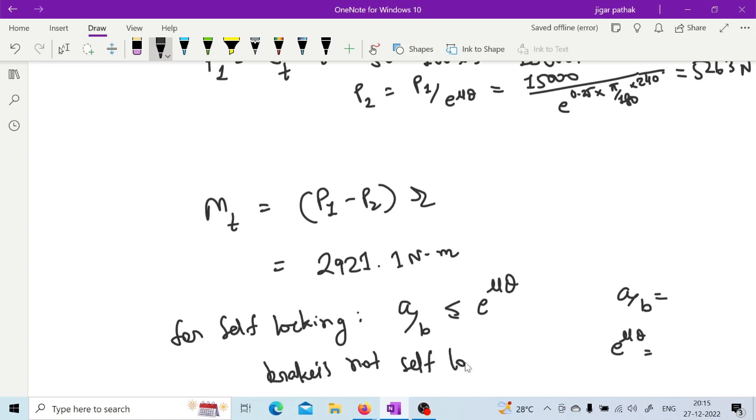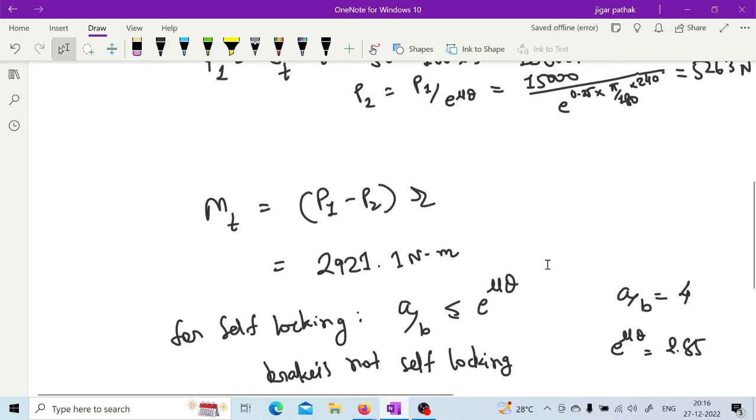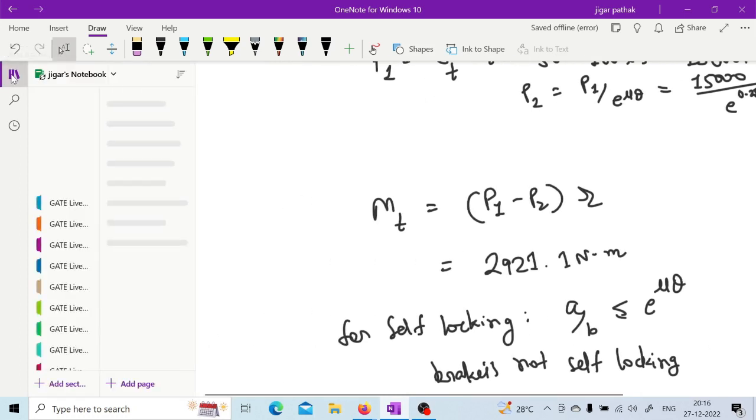What are these values? A by B and e raised to mu theta. A by B is 4, right? Yes, sir. And e raised to mu theta is 2.85. 2.85 almost, right? Okay, so this is how we have answered what they have asked. So up to here it is clear.